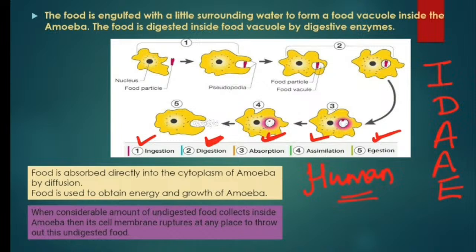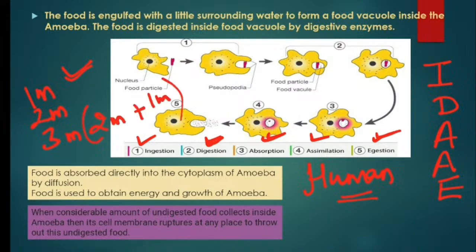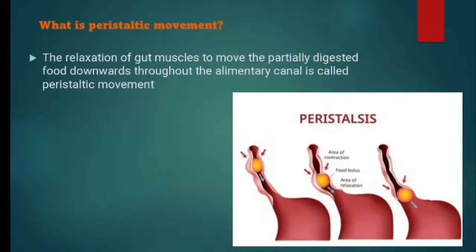So for the holozoic mode of nutrition, either you can write about amoeba or about human beings. But specifically if they are asking you about amoeba, then these are the processes along with this diagram. This question can be asked for 1 mark, 2 mark, 3 mark. So 3 mark means 2 mark for explanation and 1 mark for the diagram. Alright. Now moving to the next question.